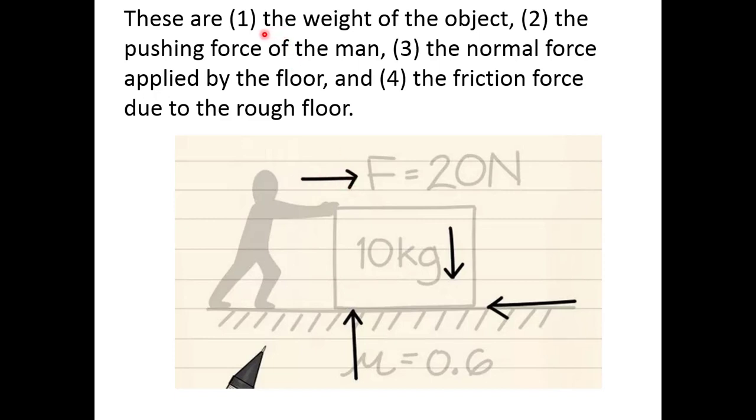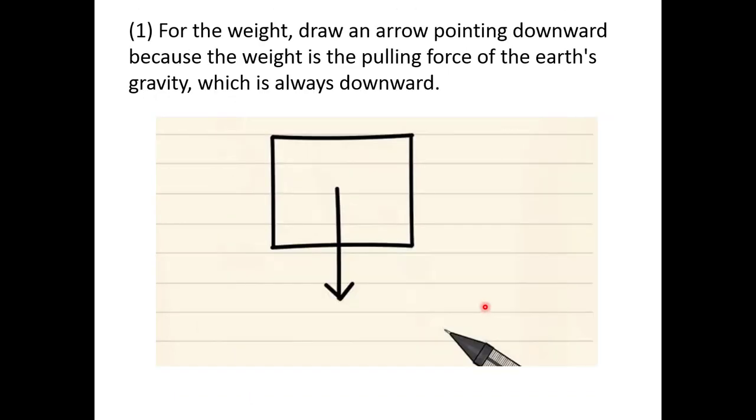First of all, number 1, the weight of the object. Number 2, the pushing force of the man. Number 3, normal force applied by the floor. And number 4, the friction force because of the rough floor. For the weight, we can draw an arrow. Because of the gravity, of course, the weight is downwards. The weight is the pulling force of the Earth's gravity, which is always downward.